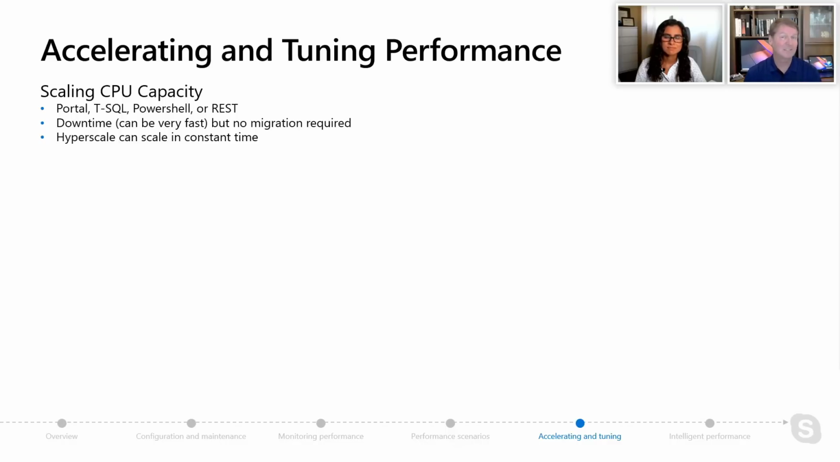Now, sometimes the size of the database you have, like in a BC scenario, may affect how long it takes us to do this. But one thing I love about hyperscale is that no matter what you scale to and the number of vCores you need, it's a constant time operation. So that's scaling CPU performance. You get the ability to choose more CPUs you'd like, no migration required.